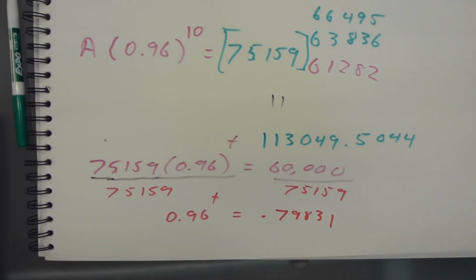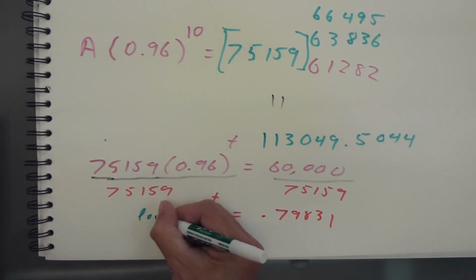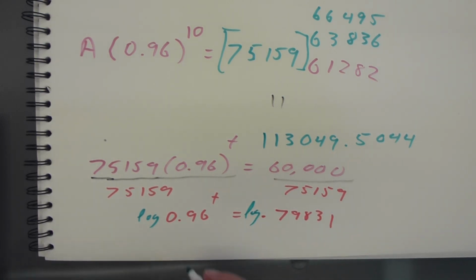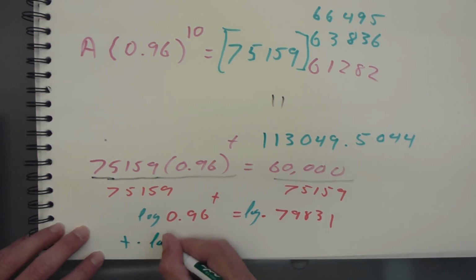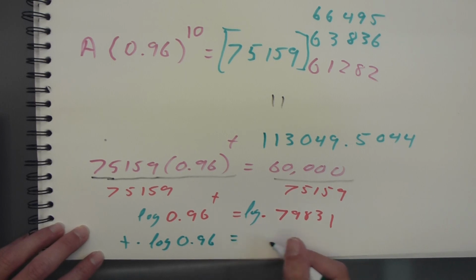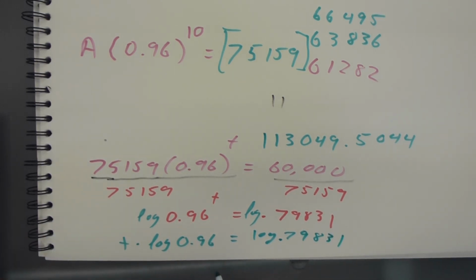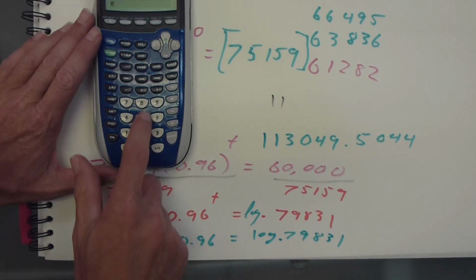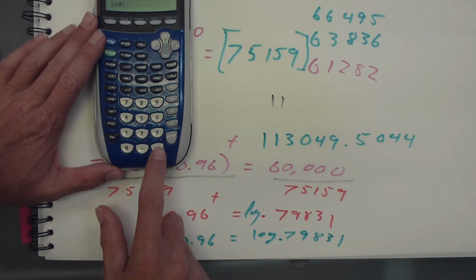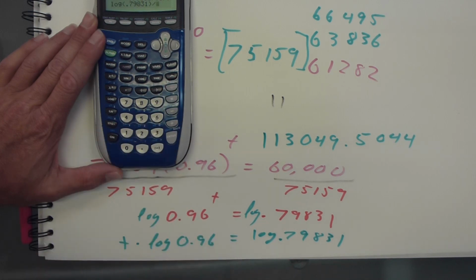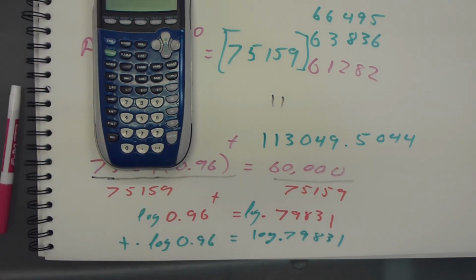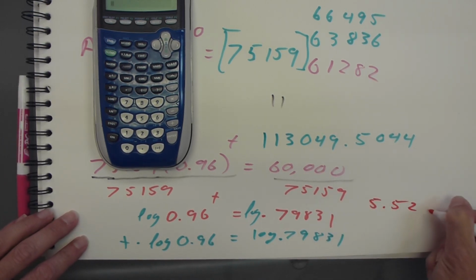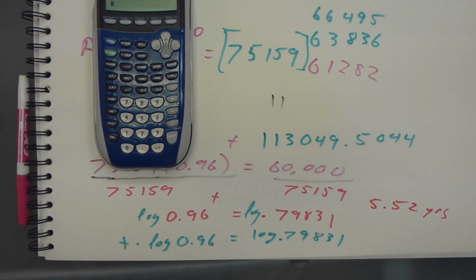And then I would take the log of both sides. And then the t would come down here, so I would get t times the log of 0.96 equals log 0.79831. And then you divide both sides by log 0.96. So on the calculator, we'll use the base 10 log: log 0.79831 divided by log 0.96, and you get about 5.52 years. So between the 5th and the 6th year after 2021.